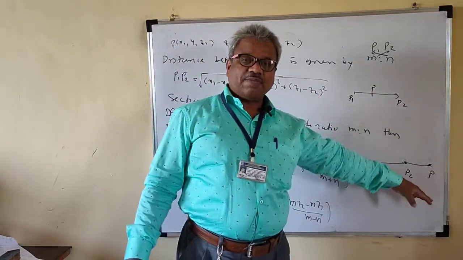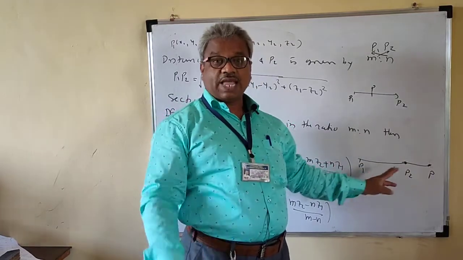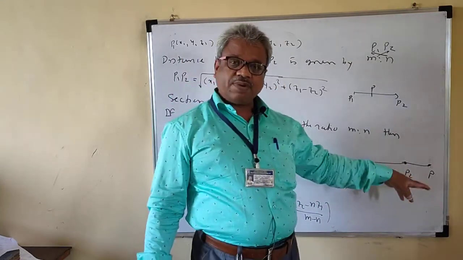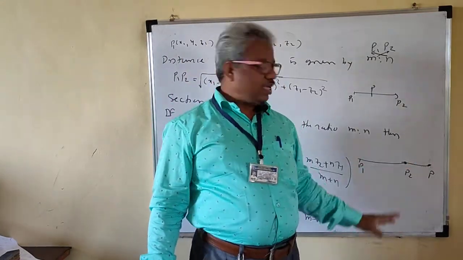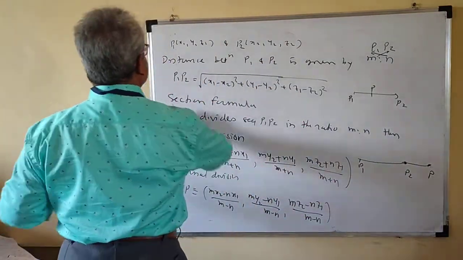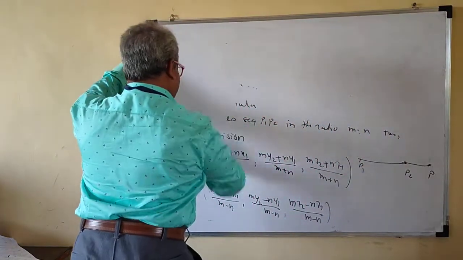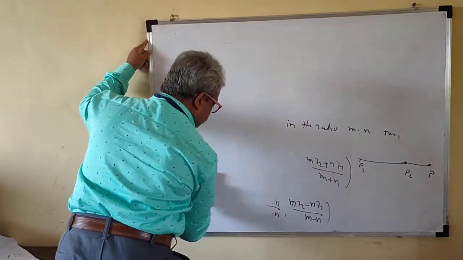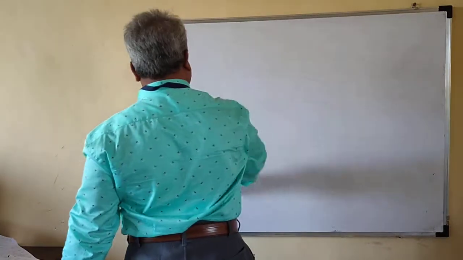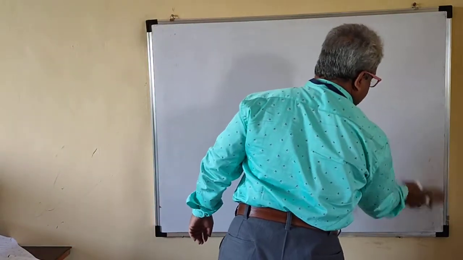If P is not on the segment P1P2, but it is on the line P1P2, then we say that P divides the segment P1P2 externally in the ratio m is to n. Okay, so we need this section formula. We also need the distance formula of a point. So I hope that you understand how to determine the coordinates of any point in space.